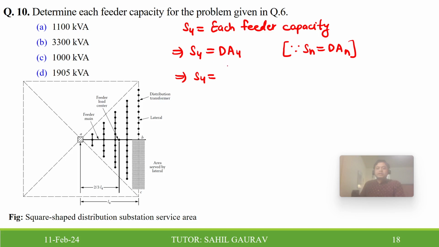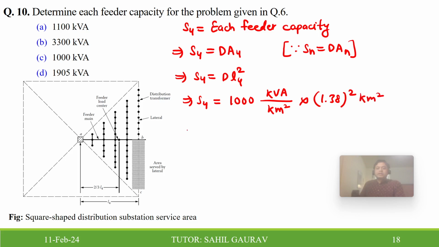bifurcate S4 is equal to D into L4 square, because tan 45 is 1. We know all the values. D is given as 1000 kVA per kilometer square, and L is given as 1.38 kilometer square. So this will give you each feeder capacity, that is coming as 1904.4 kVA. So option D is correct.